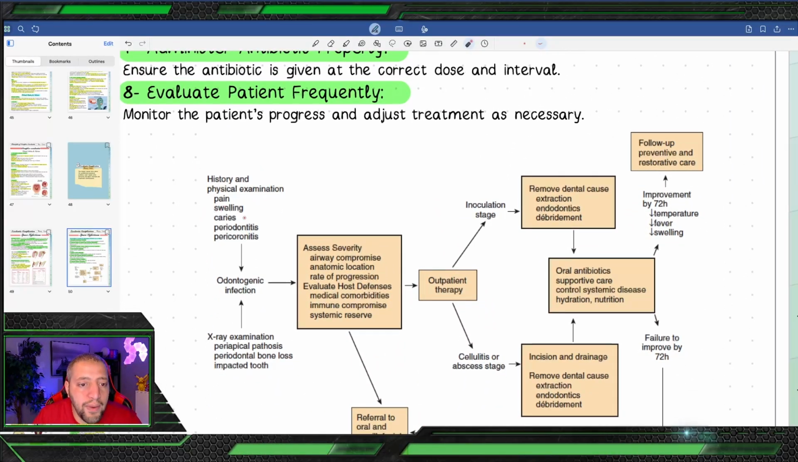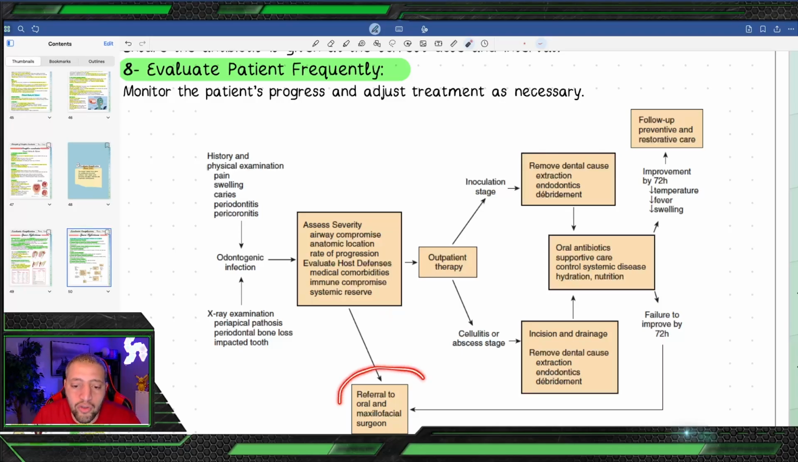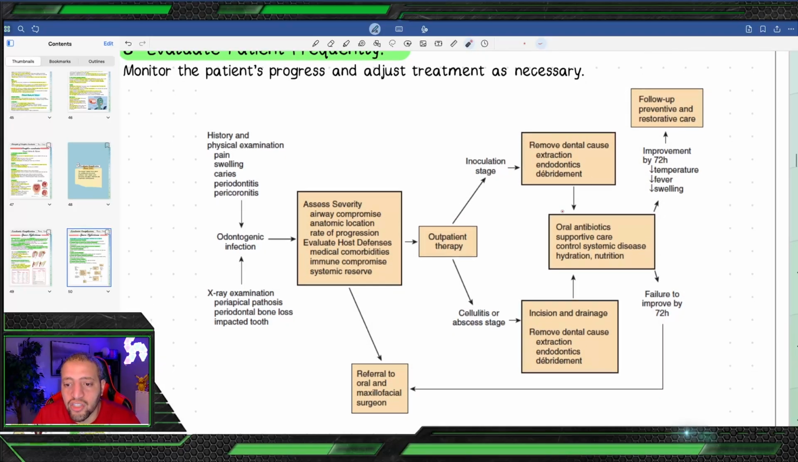So history, pain, swelling, caries, periodontal condition, end up with odontogenic infection. First of all, you are going to do an X-ray and assess severity, if it's compromising the airway leading to Ludwig's angina, so it's totally different management. And then in this condition, you are going to refer him to an oral or surgical specialist, or it's outpatient. So in the incision stage, you remove the dental cause, extraction, and debridement if he goes to cellulitis.